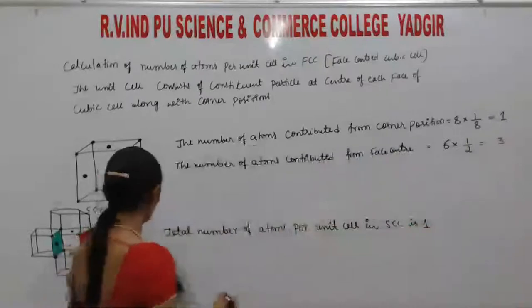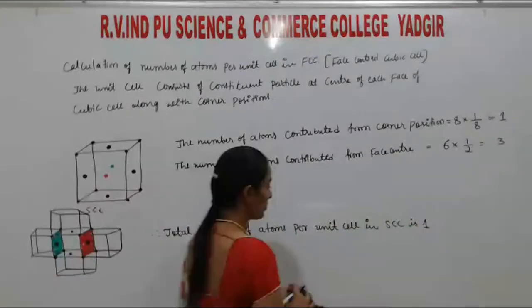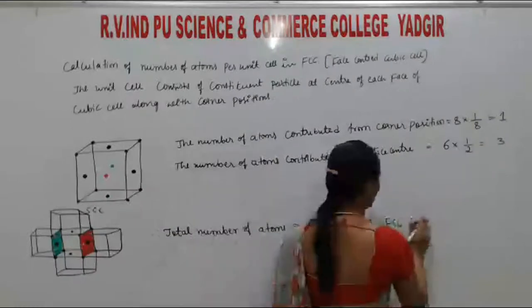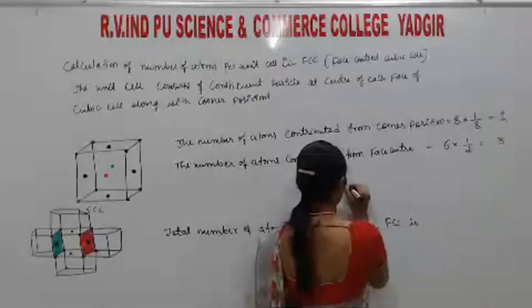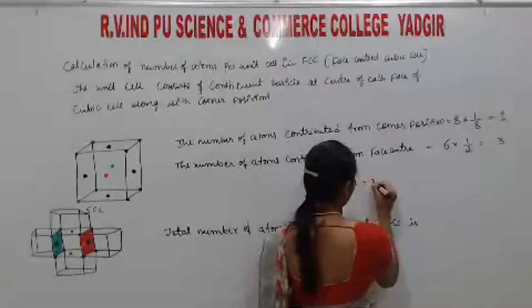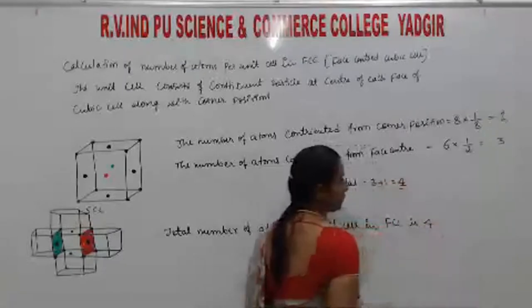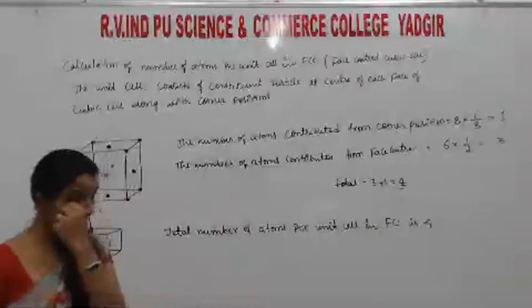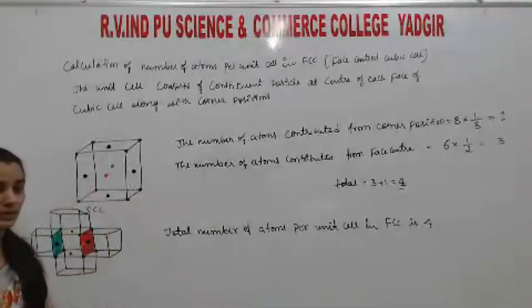3. Now you should write here, therefore the total number of atoms in FCC is equal to 3 plus 1. Here it is 4. This is the way to calculate the number of atoms per unit cell in FCC.